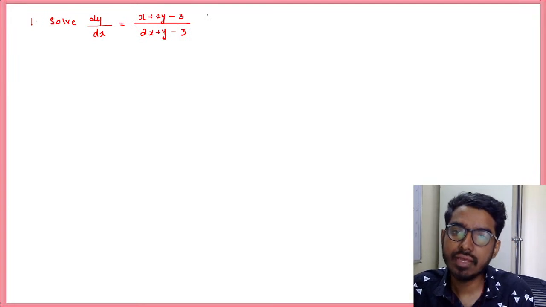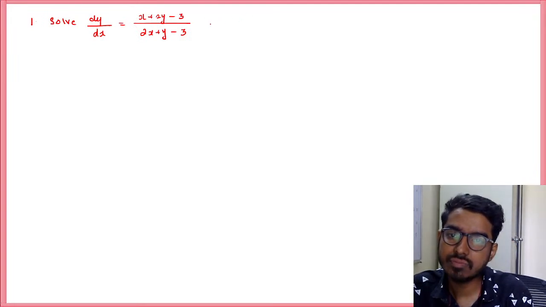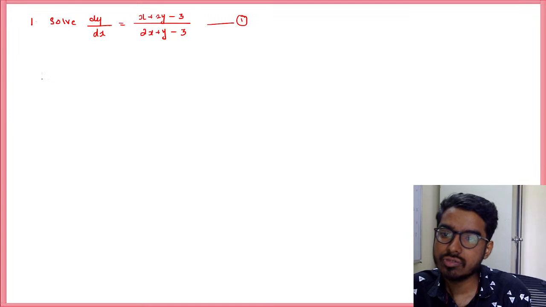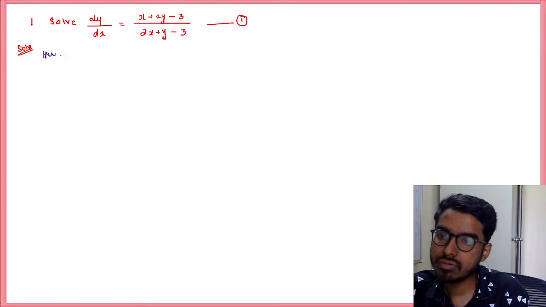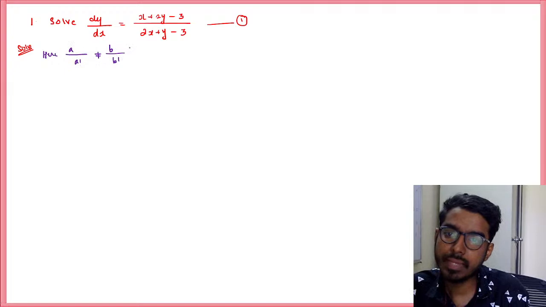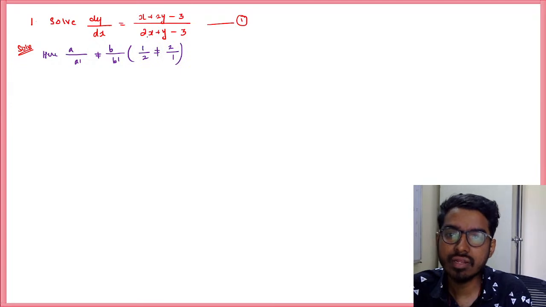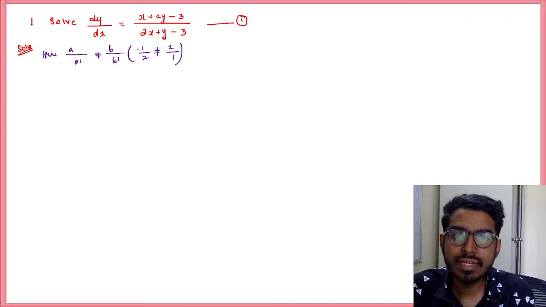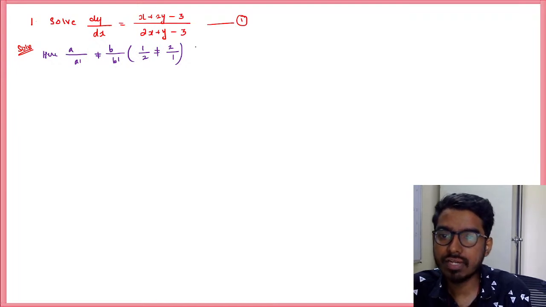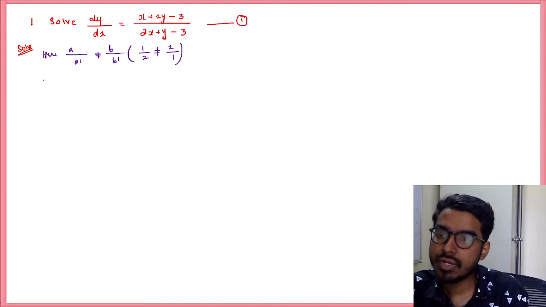And you can see a by a dash, let's call this equation 1. So here a by a dash is not equal to b by b dash, right? Because 1 by 2 is not equal to 2 by 1, right? Because a is 1, a dash is 2, b is 2, b dash is 1. That means it falls under case 1, right? Falls under case 1. So what you have to do?